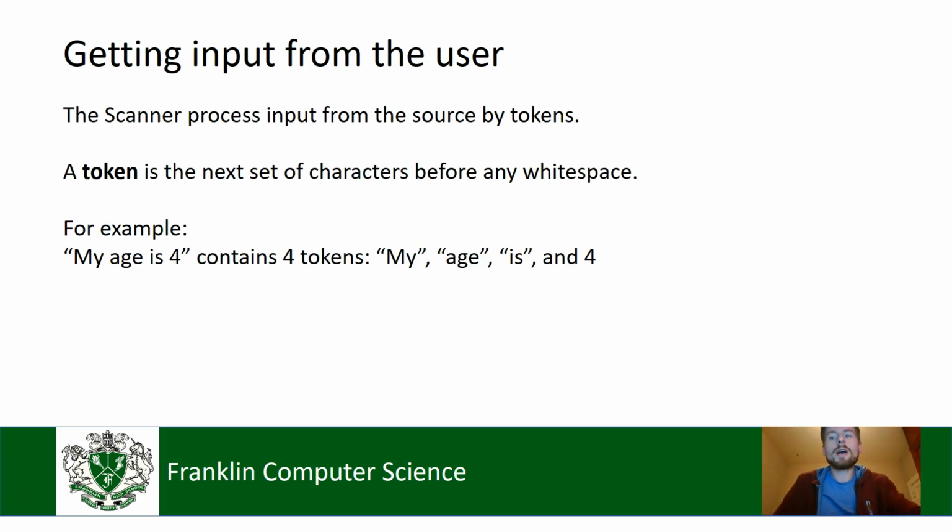So here's an example. If we have this string, remember I said you can actually hook a Scanner up to a string, up to text, and when you process this, it breaks it down into different tokens. So for this, we've got a token my, and then it's going to ignore that space, and then it's going to get the next token, which is age, and then the next token, which is, and then the next token is going to be 4. So we've got 4 tokens in that text.